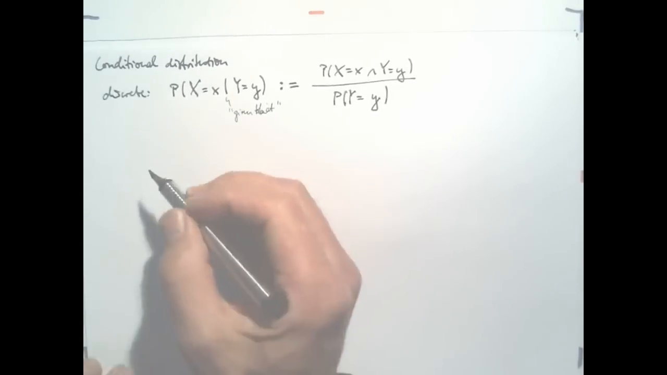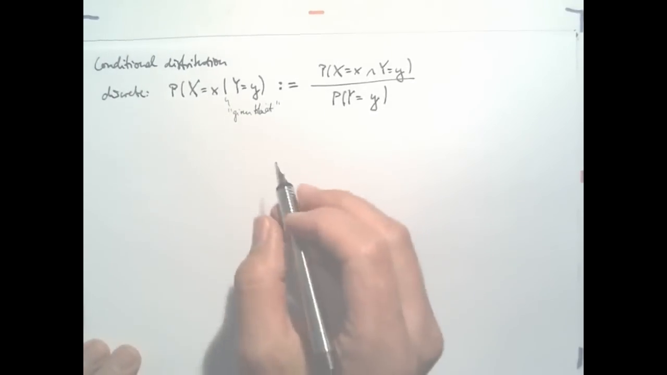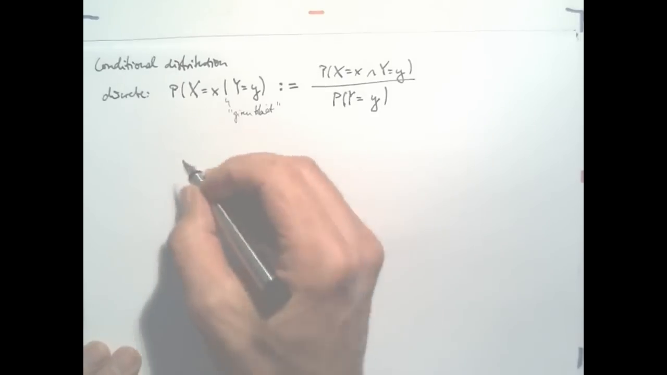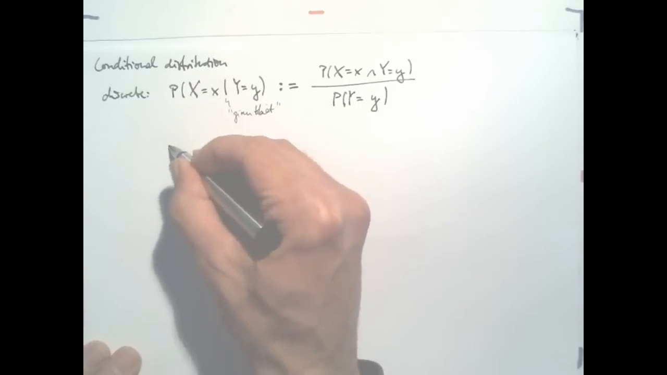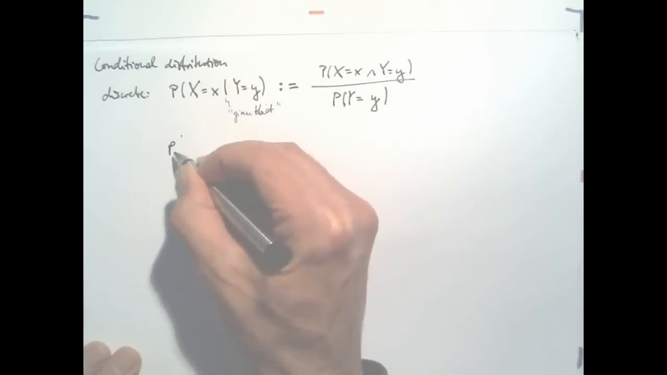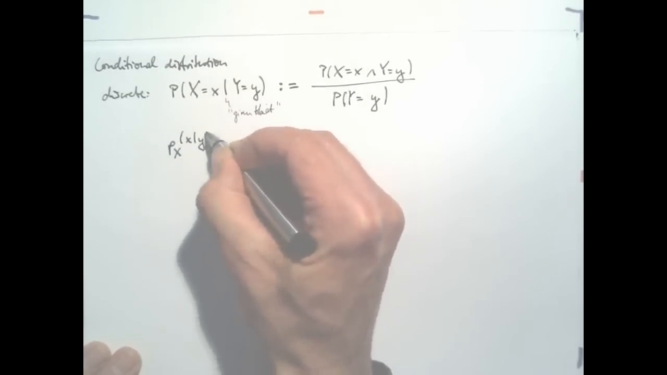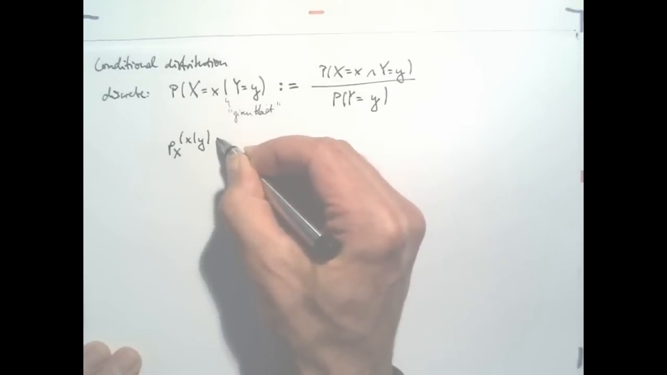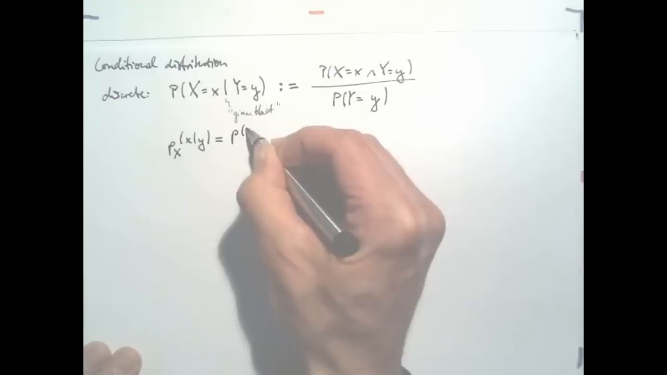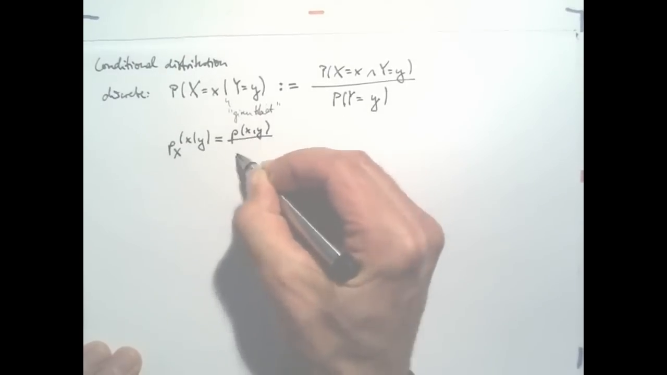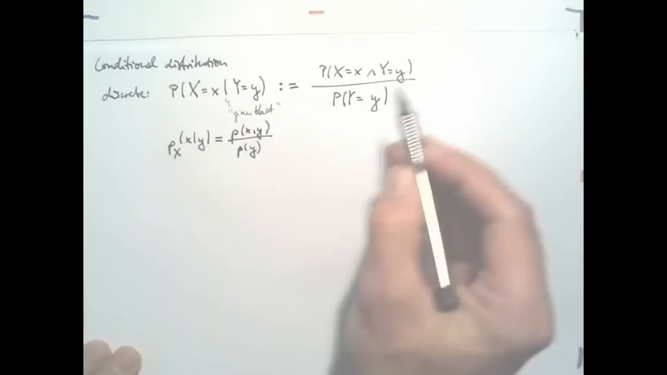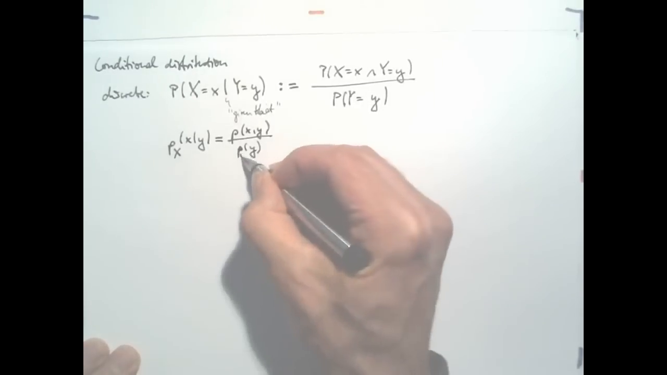But to facilitate the writing, I'm using a more compact notation here by saying that I want the probability mass function of x given y. They obtain it as follows. So it's the same thing, just written in a more succinct fashion.